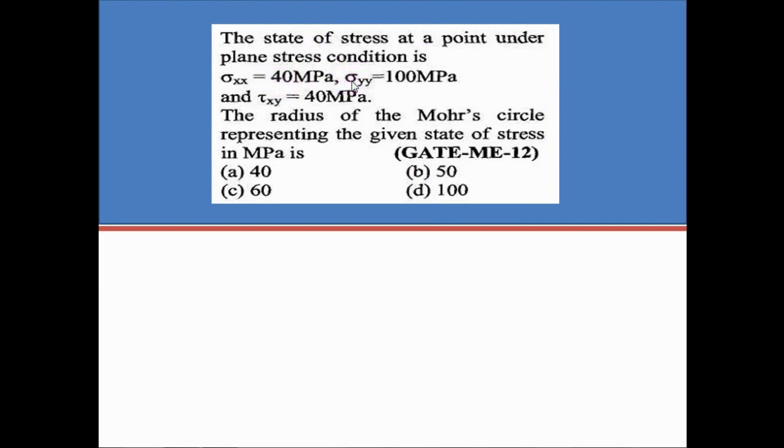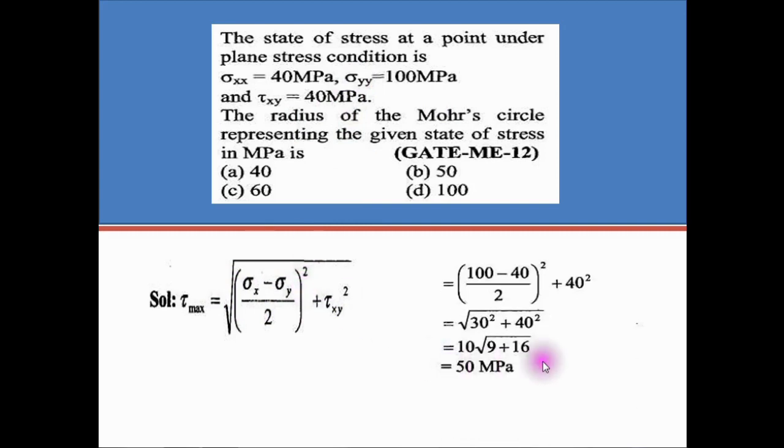The state of stress at a point under plane stress condition is sigma x 40 megapascal, sigma y 100 megapascal, tau xy 40 megapascal. Then the radius of the Mohr circle is given by this formula: tau max is equal to square root of ((sigma x minus sigma y) by 2) whole square plus tau xy square. Substituting all the three values, we get tau max equal to 50 megapascal. Answer is B.